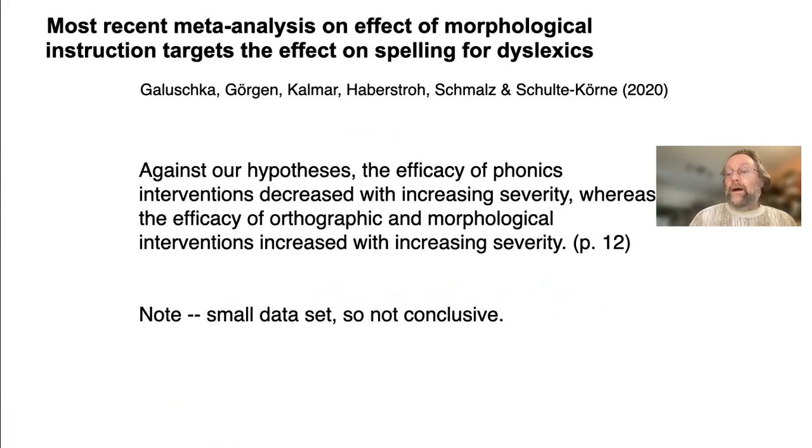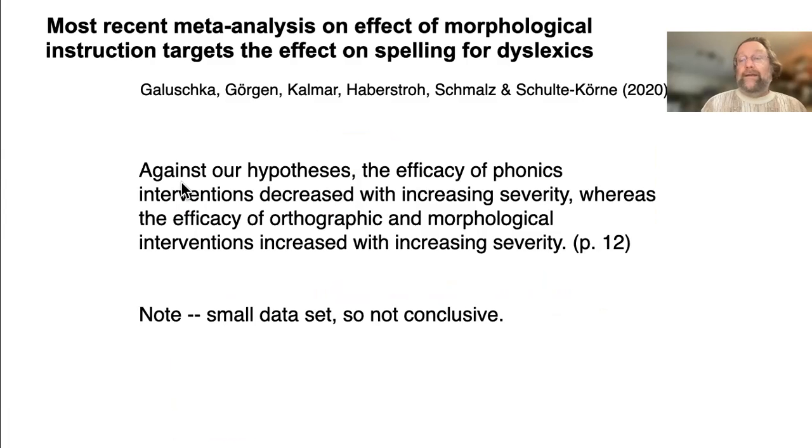But here's, I think, a particularly striking one that again, I think people will be surprised by, even the authors. Against their hypothesis, the efficacy of phonics interventions decreased with increasing severity of the kid's deficit. It's hard to see that out of context, but that's what they're saying. The greater the spelling deficit a kid had, the less effective was their phonics instruction, whereas the efficacy of the orthographic and morphological interventions increased with the increasing severity of the spelling deficits the kids had.